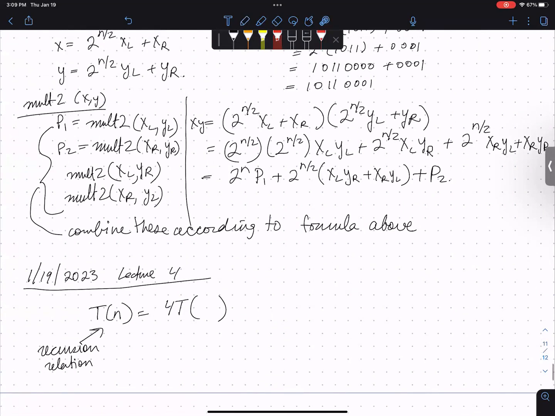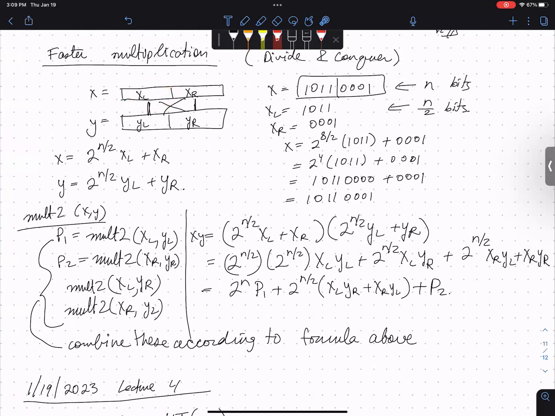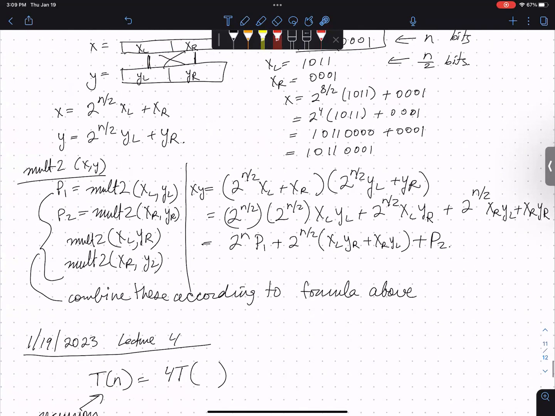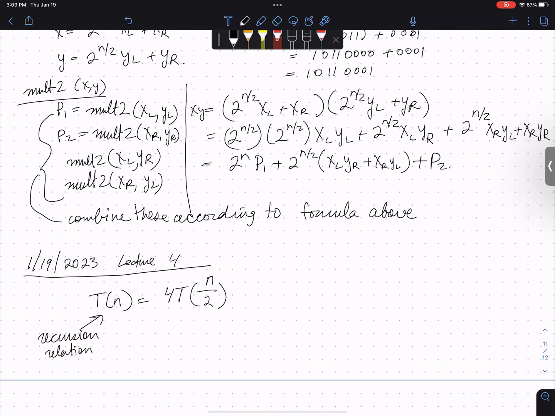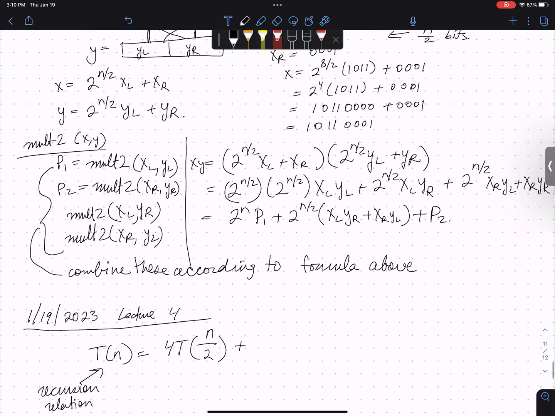What about in the recursive call? How many bits are being passed to that recursive call? Well, we said XL is just the left half of X, so the number of bits is half the number of bits. So we put here n over 2. This is the recursive component of the relation. And now we have the non-recursive component. So what happens in the non-recursive part? These are just recursive calls; this is where some computation that's non-recursive is needed.